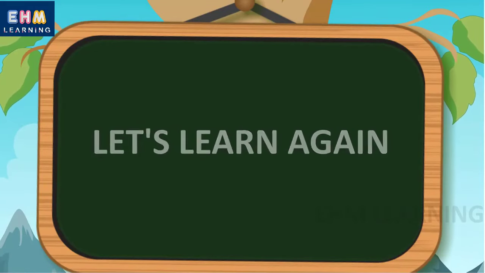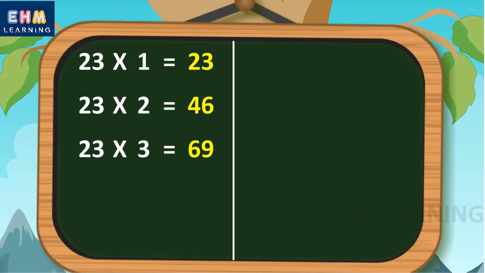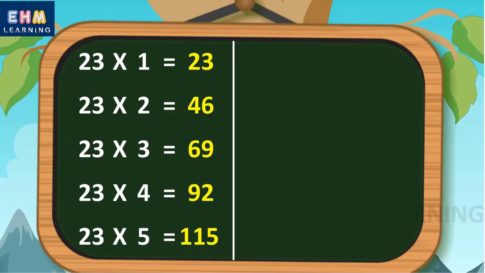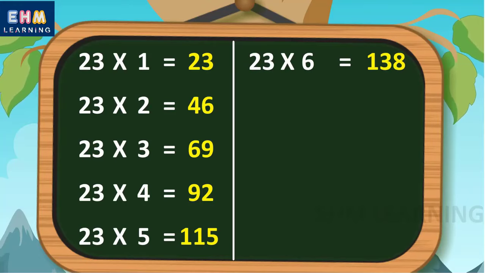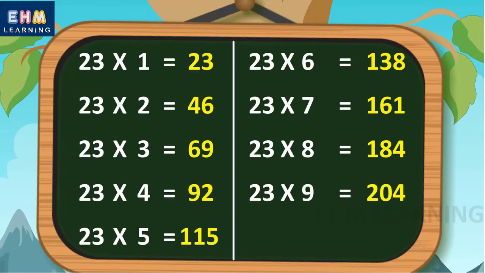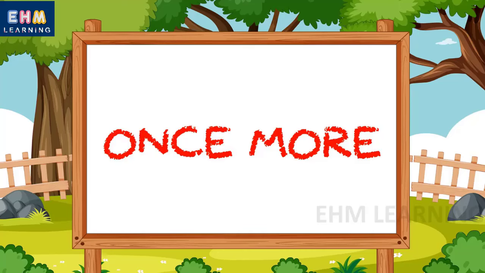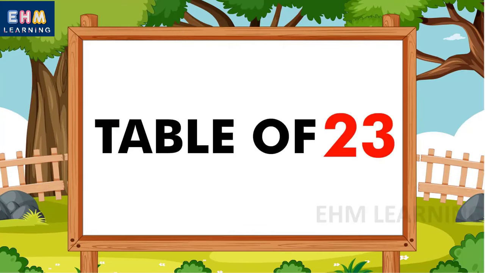Let's learn again. 23 ones are 23. 23 twos are 46. 23 threes are 69. 23 fours are 92. 23 fives are 115. 23 sixes are 138. 23 sevens are 161. 23 eights are 184. 23 nines are 207. 23 tens are 230. Once more. Table of 23.